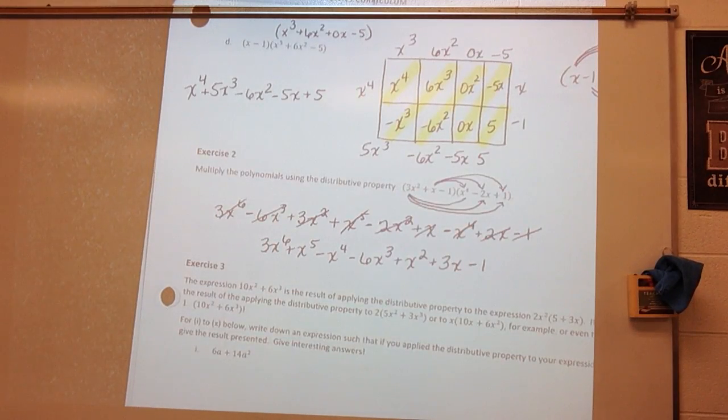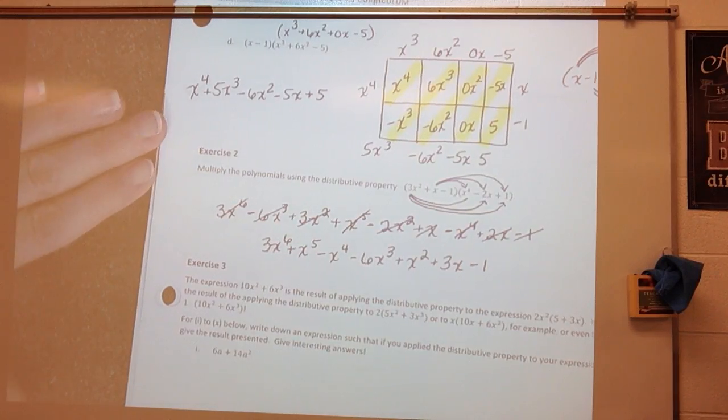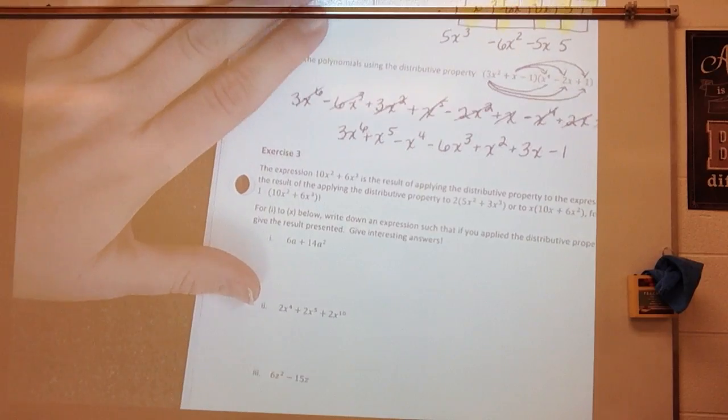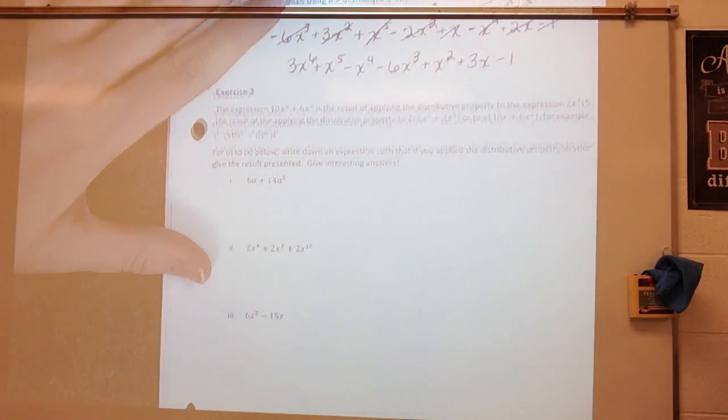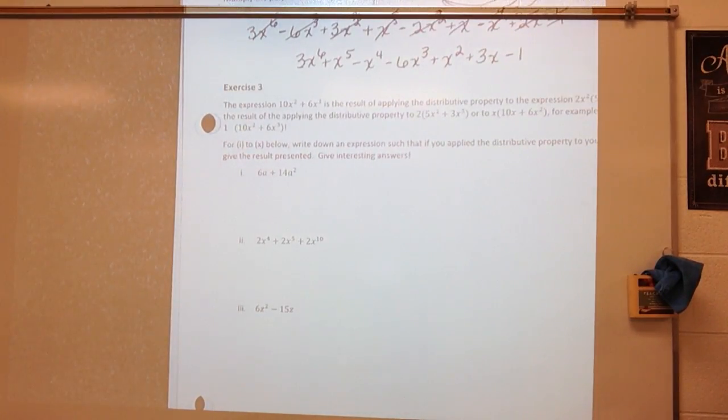All right, so for 1 through 10, you're going to write down an expression such that when you apply the distributive property to your expression, it will give the result produced. Give interesting answers. All right, so let's look at this. I've got 6a plus 14a squared. In this case, what I want you to do is figure out what is something I can pull out of this problem.